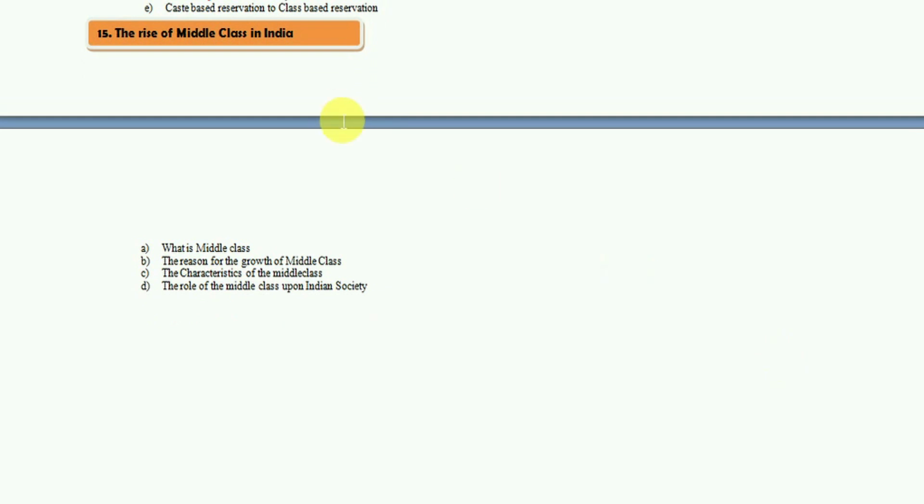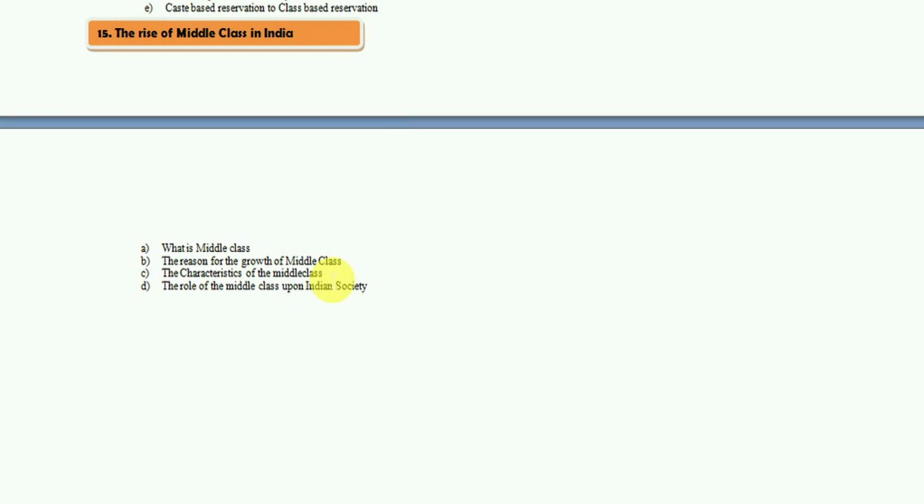Besides that, there's another chapter, last but not the least, that is the rise of middle class in India. Now see, presently almost everybody claims that they belong to the middle class, but this middle class is not yet properly defined in Indian context. So in that context, we are supposed to define first what is the middle class, what are the reasons for the growth of the middle class in India in the 21st century, what are the characteristics of the middle class, what is the role of this middle class upon Indian society.